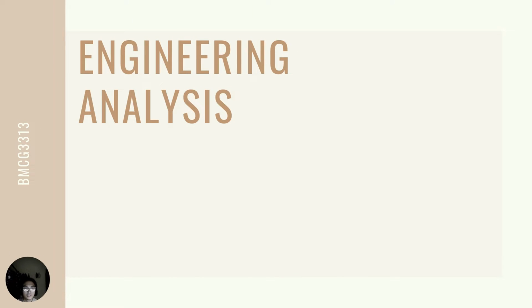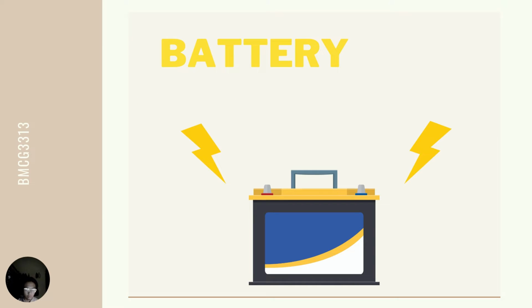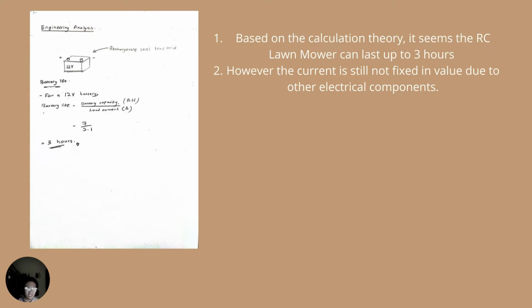From the analysis of the battery or the power source, a simple formula for battery life is the total battery capacity divided by the load current. From the value, we can approximate the battery life for the lawnmower to operate. However, the total current flow in the circuit is still not determined due to unknown parameters such as the remote control current, resistor, and so on. The selection of battery is also still not permanent because of the incomplete electrical usage from the RC level.